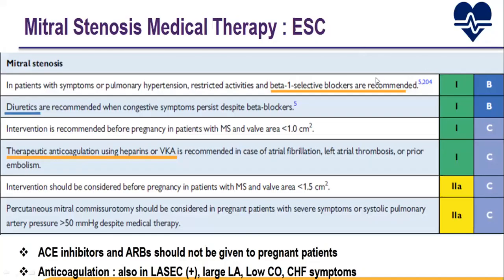So, as I have said, beta blocker for symptoms and pulmonary hypertension, diuretics if they have persistent congestive symptoms, and interventions for those who continue to be symptomatic and have severe pulmonary hypertension despite medical therapy. But the European Society of Cardiology also recommends prophylactic valvotomy or valve repair for those patients who have a mitral valve area less than 1 before pregnancy.